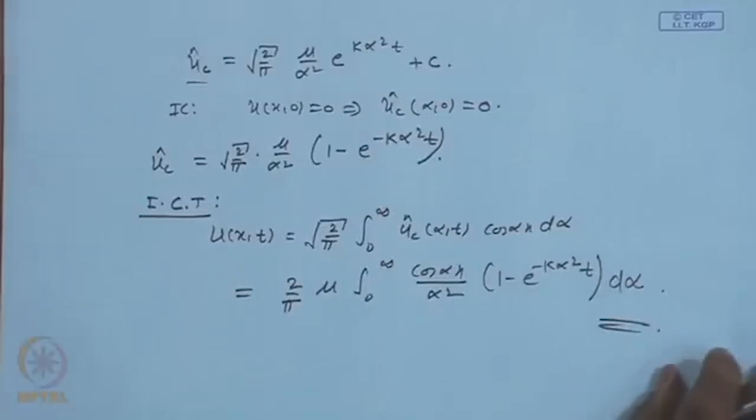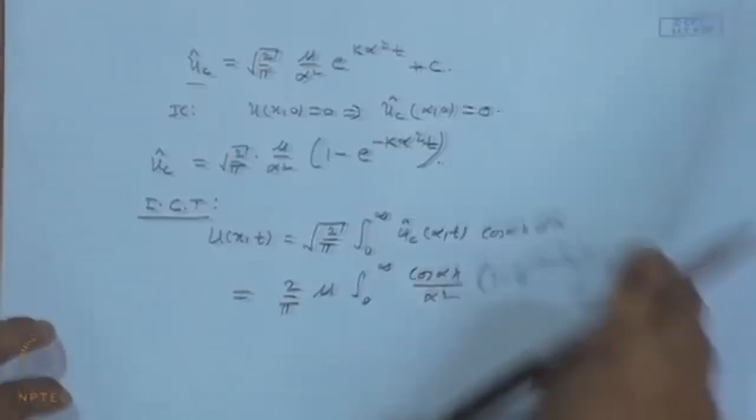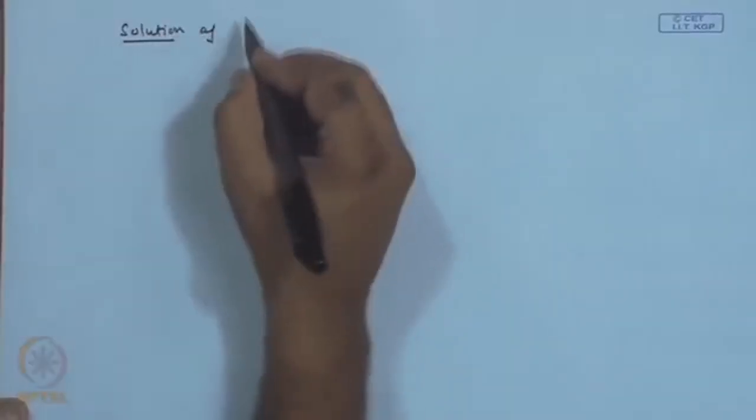So, these were the three applications where we have used the heat equation. The first was by applying the Fourier transform directly to the problem. In the second, we applied the Fourier sine transform depending on the conditions, and in the last example which we have just done, we applied the cosine transform again depending on the condition. So, we go now to the solution of the wave equation.